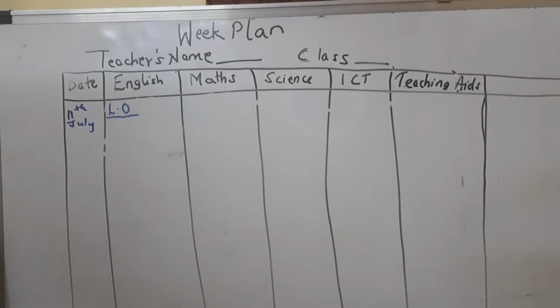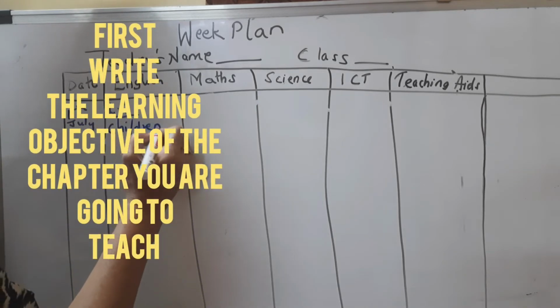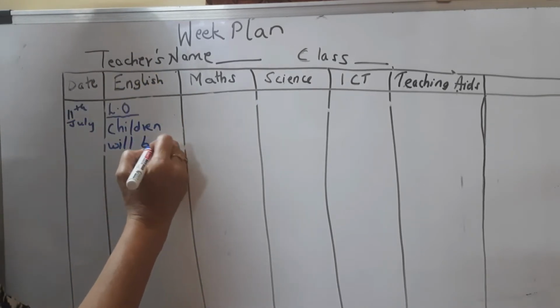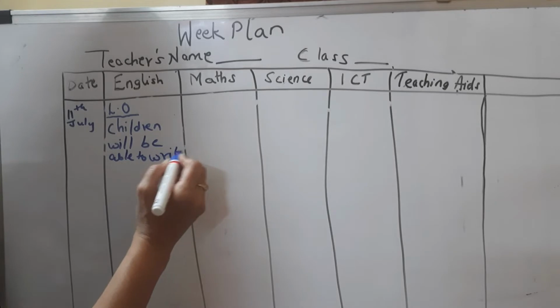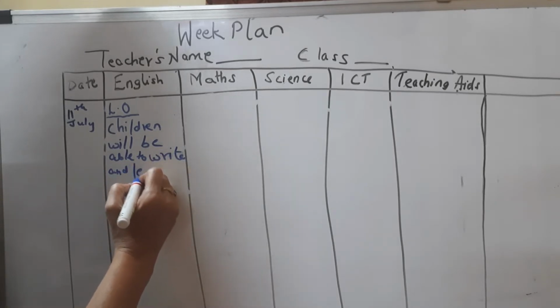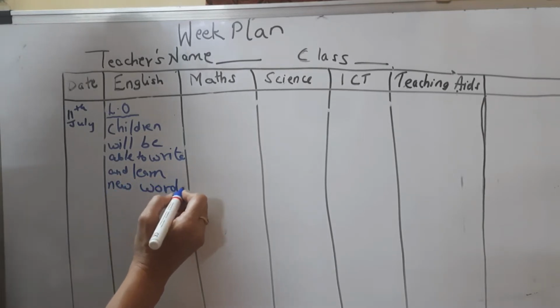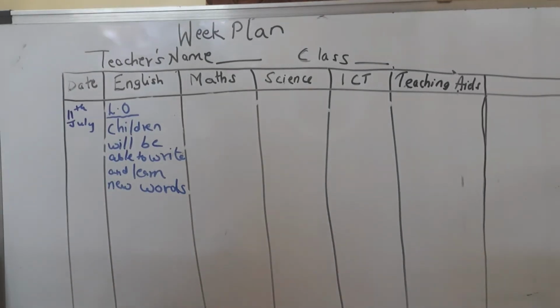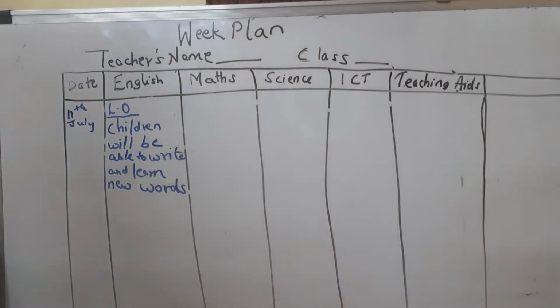So you will be writing, children will be able to write and learn new words. So maybe today you are teaching a chapter where children are going to learn new words and vocabulary. Whatever is your learning objective, you will be writing for each subject. Even if it is math, science, ICT, you will be writing what they are going to learn.